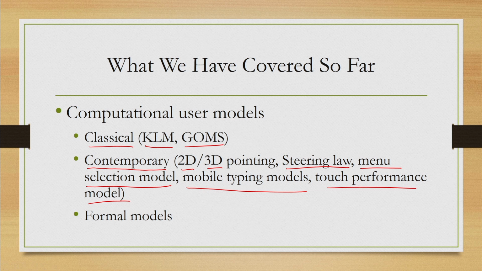Along with the computational user models, we also discussed formal models. Essentially, we discussed the use of formal specification languages to represent dialogues. In particular, we have discussed one language, that is the state chart, and we briefly introduced the idea of using the language to build models of interactive systems using state charts, and also how to use the specification to verify properties.